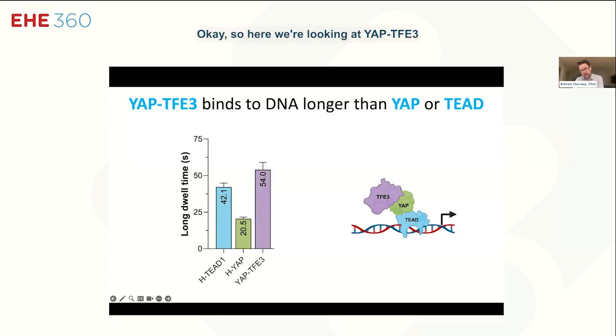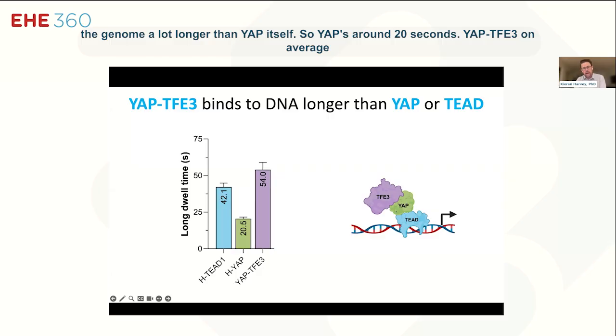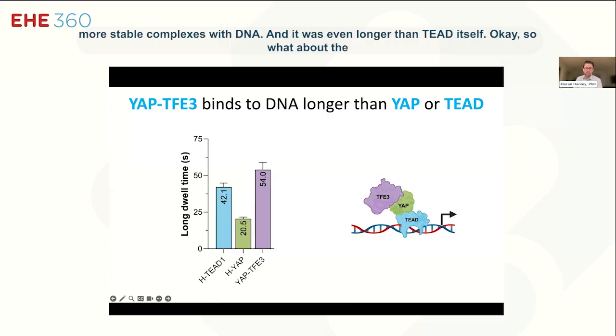Okay, so here we're looking at YAP-TFE3, and I've drawn it in the model as contacting DNA through TEAD. We went into this with a completely open mindset. We didn't know whether YAP-TFE3 would bind to the genome longer or shorter. But what we found is it actually binds to the genome a lot longer than YAP itself. So YAP's around 20 seconds. YAP-TFE3 on average was almost a minute, at around 54 seconds. So almost 3 times longer than YAP. So it's forming more stable complexes with DNA, and it was even longer than TEAD itself.